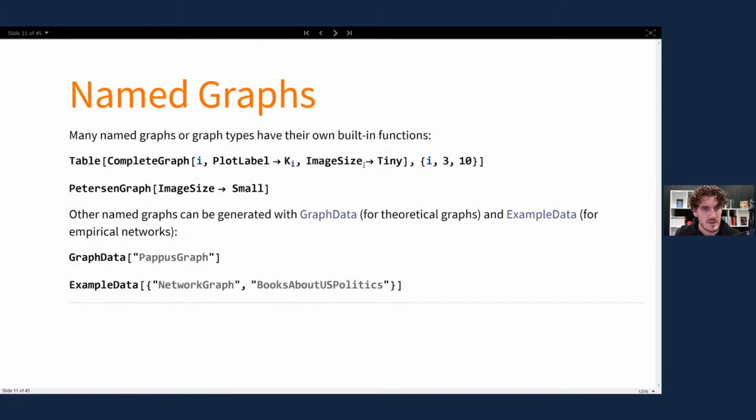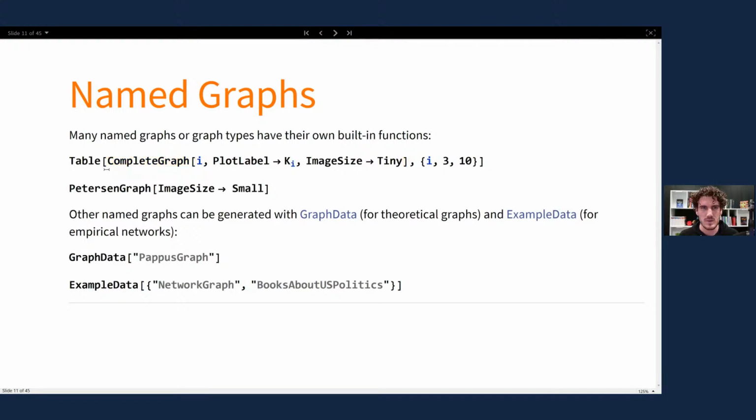We've now kind of graduated from the very basics of how to represent a graph in a matrix, how to specify a graph, and how to label a graph, etc. Now we're going to go into the Wolfram knowledge base kind of thing: named graphs or types of graphs.